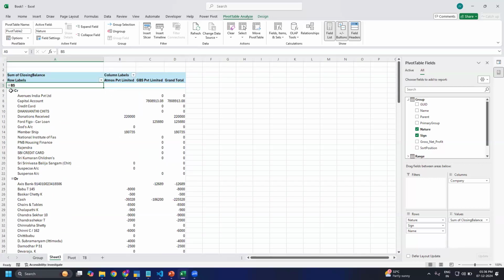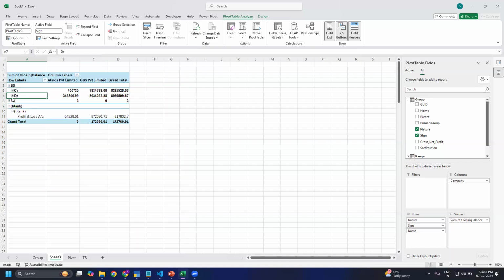So this is for extraction of multiple TBs. And it will create a balance sheet, profit and loss.